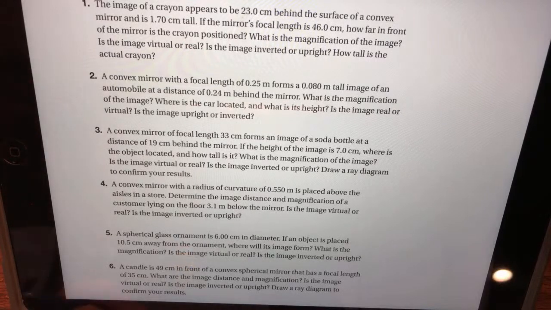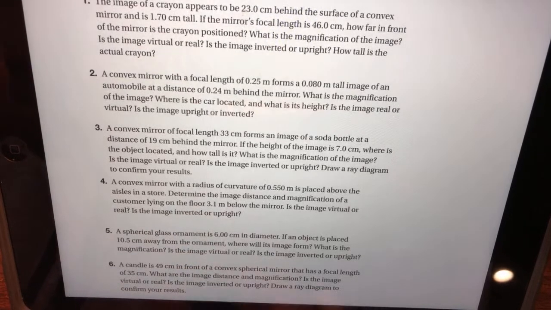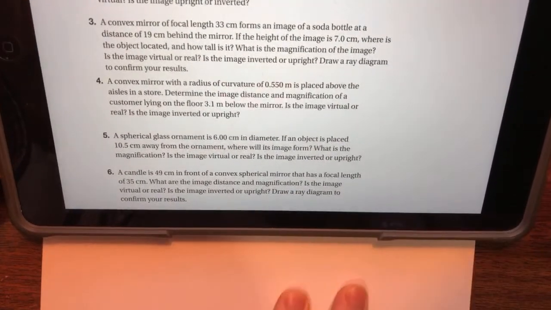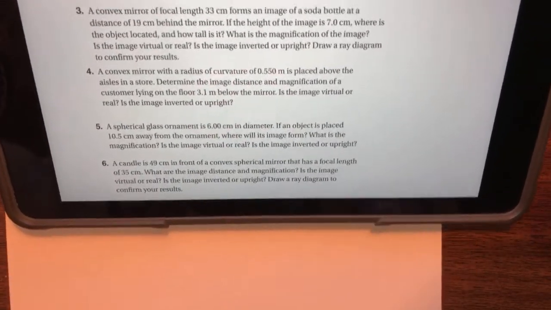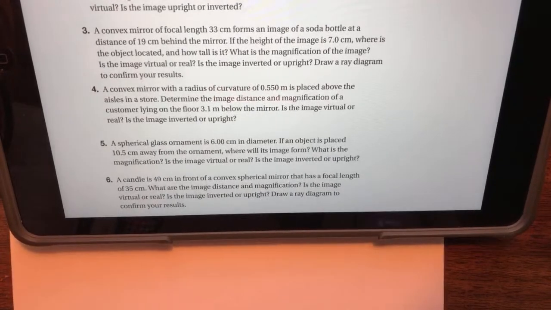All right. So number 2, we had a convex mirror. With the focal length and all of these, anytime you get a convex mirror, you're thinking, okay, focal length is going to be negative, right? Negative focal length for a convex mirror. And all of these are convex mirrors, I believe, in this particular homework.